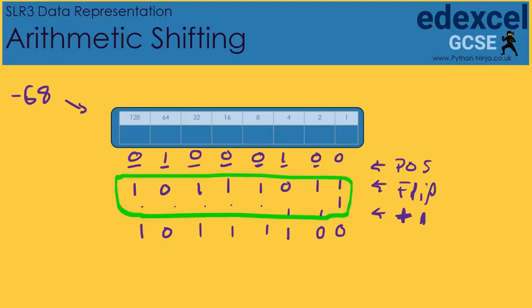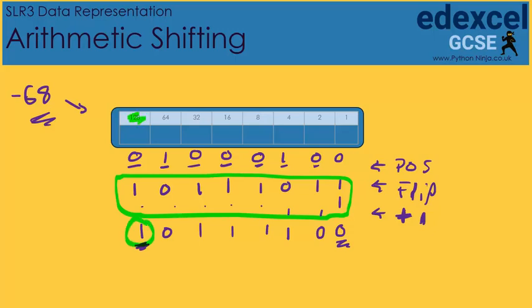Okay, so it passes a common sense test because it's a negative number, so the MSB has to be a 1, and 68 is an even number, so this needs to be a 0. And it's quite handy having these little checks. If you're under time pressure, it can be really useful. So let's just add it up and see if it does give us a binary value of minus 68.